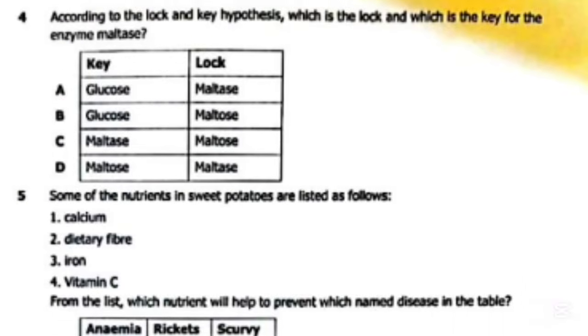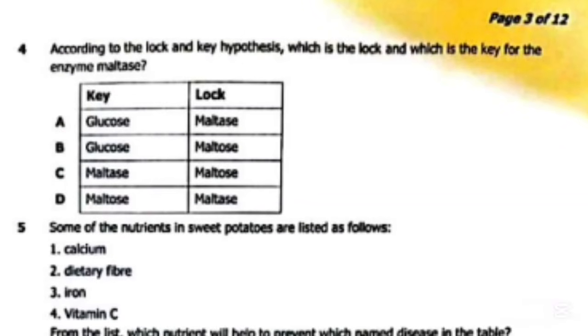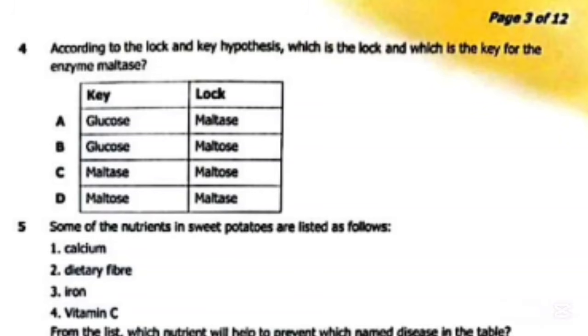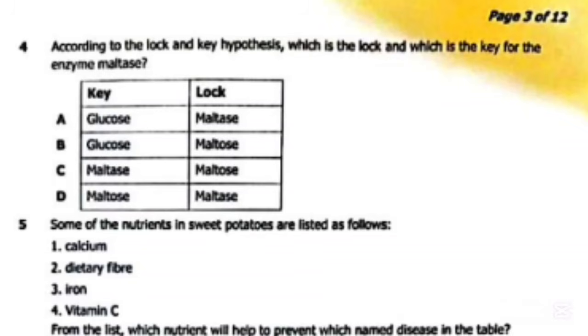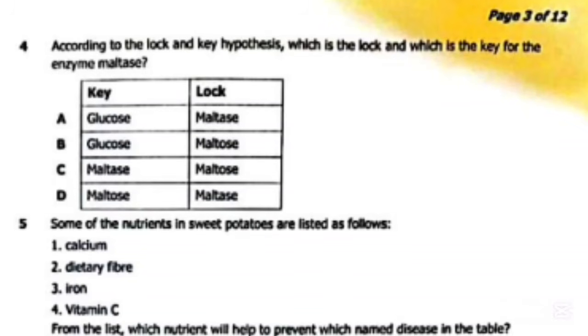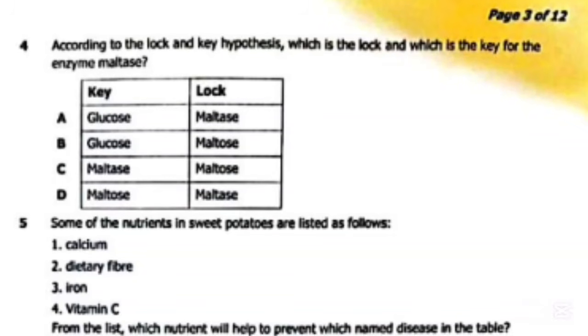Moving on to question 4. According to the lock and key hypothesis, which is the lock and which is the key for the enzyme maltase? So here they're asking about the key and lock mechanism.